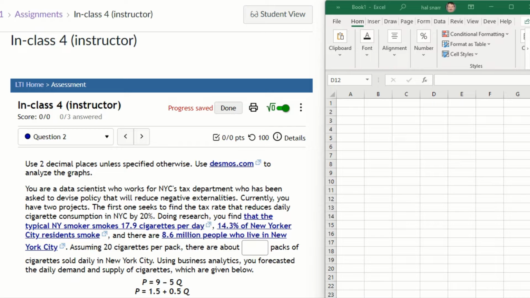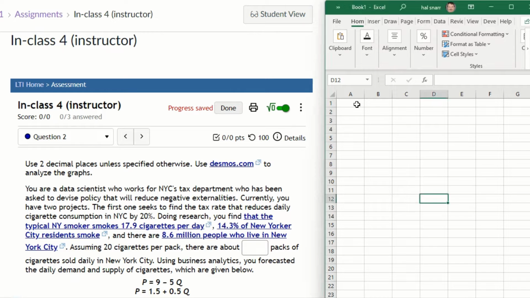So the problem says you're a data scientist who works for New York City's tax department, and you've been asked to devise policy that would reduce negative externalities. Currently, you have two projects. The first one seeks to find the tax rate that reduces daily cigarette consumption in New York City by 20%. During research, you find that the typical smoker smokes 17.9 cigarettes per day.